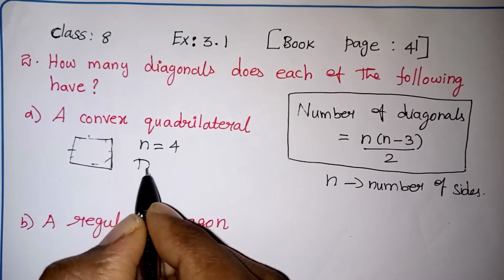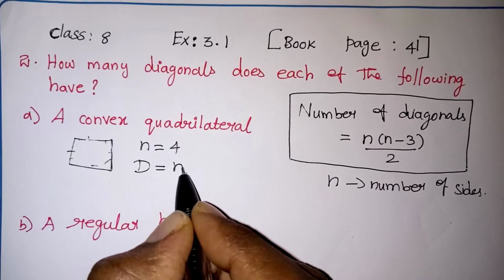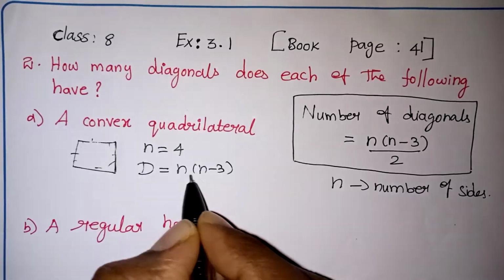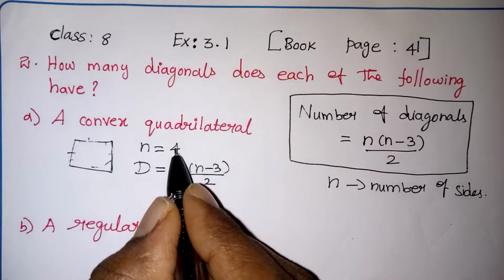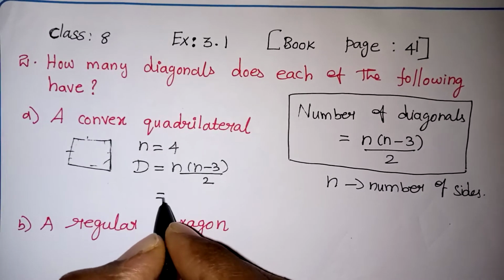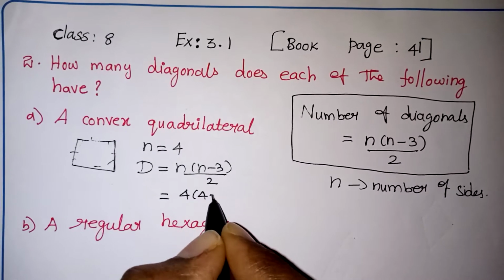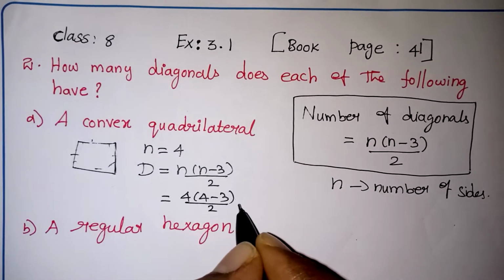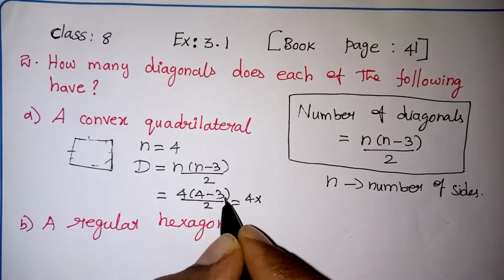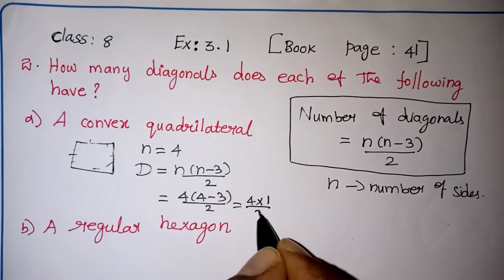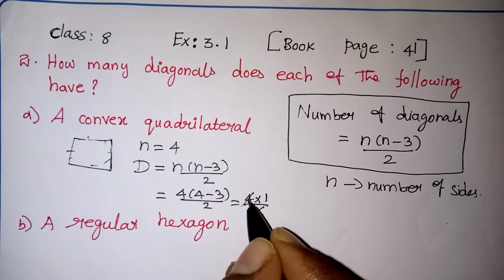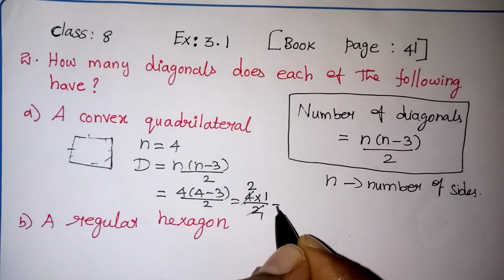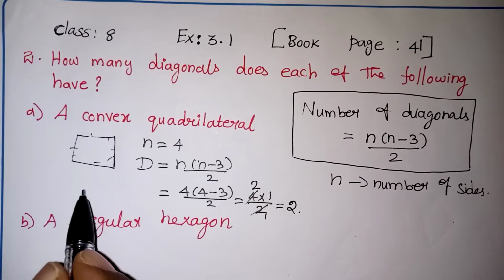Then diagonals, we have the formula n into n minus 3 by 2. Here in the place of n, what should we substitute? 4. So let's substitute now. 4 into 4 minus 3 by 2. That is 4 into 4 minus 3, which becomes 1, by 2. So 2 1s are 2. So how many diagonals will it have?